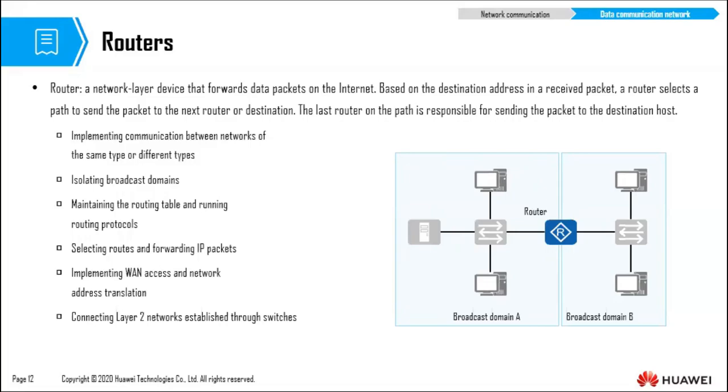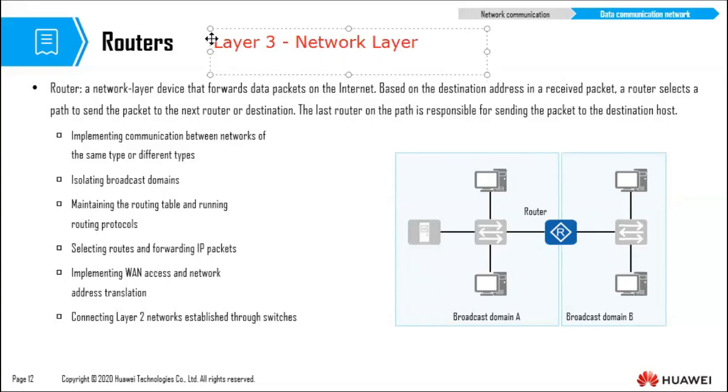Okay, so let's talk about routers. So we've said switches work at layer 2. On the other hand, routers work at layer 3. Layer 3 is called the network layer. We're going to see them, don't worry. It's the next topic. Layer 3, the network layer. Layer 2, data link layer.